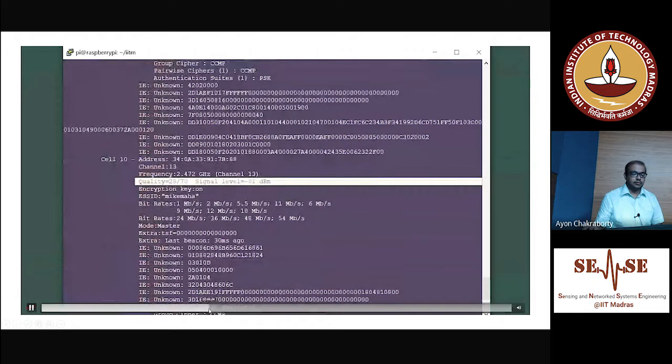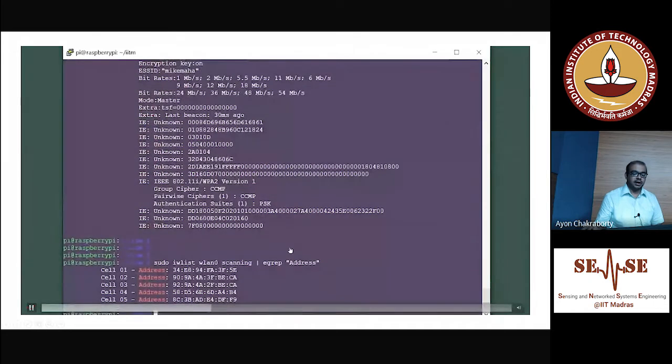So let's say you just do a grep with this address. Let me pause here for a certain time. If you do sudo iw list wlan0 scanning, grep of address, then you can get these unique cell IDs that are there, right? What are the MAC addresses of the access points around you, or around the Raspberry Pi? You can see 5 of them.